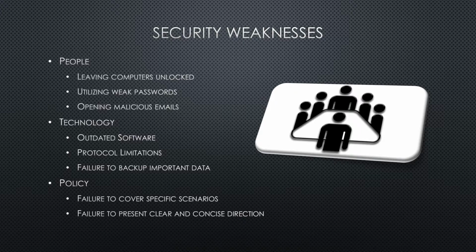Security weaknesses can differ based on the type of business or targeted information. However, regardless of the situation, system weaknesses can be divided into three categories: people, technology, and policy. People have a tendency to leave computers unlocked, utilize weak passwords, and open malicious emails. Technology consists of outdated software, protocol limitations, and a failure to back up important data into the system. Policies can include failure to cover specific scenarios and failure to present clear and concise direction.